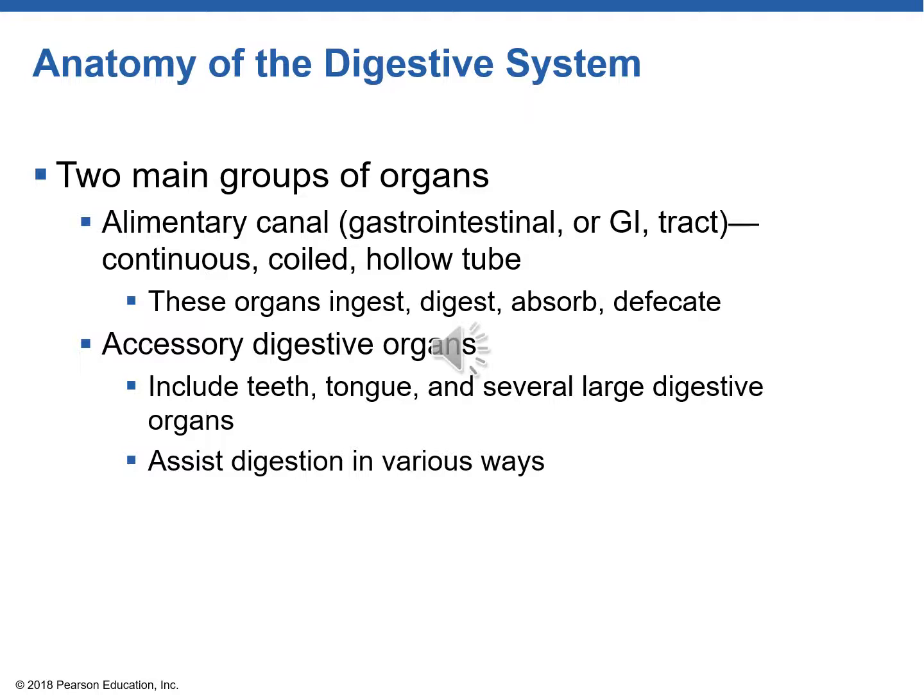So yes, we have the two main components, the alimentary canal, and then we have all of the accessory digestive organs. All of these accessory organs are basically assisting the alimentary canal in its job of breaking down and absorbing the nutrients and the energy from food.